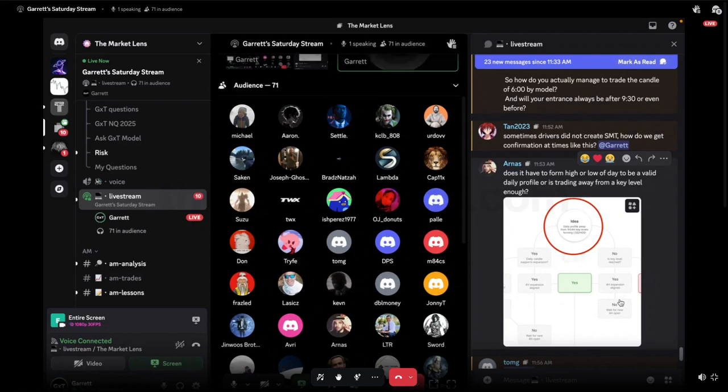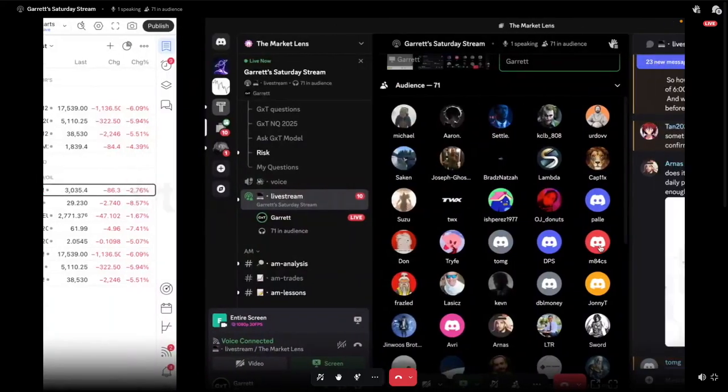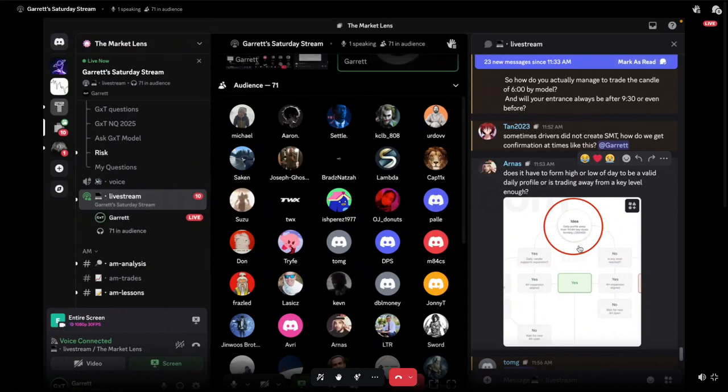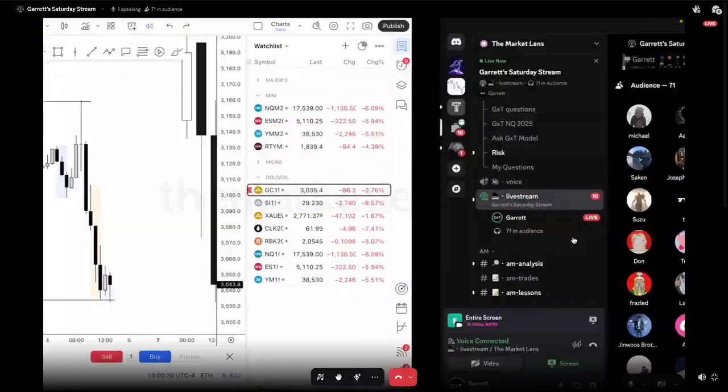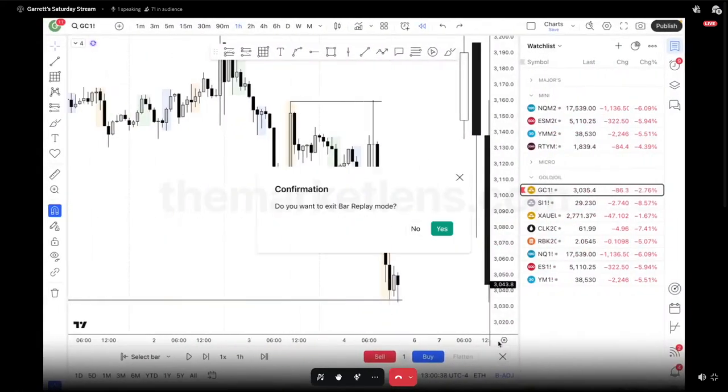Does it have to form a higher low of the day to be a valid daily profile, or is it trading away from a key level enough? So yeah, trading away from a key level is enough. When you're trading away from something, that key level doesn't have to form the higher low of the day. You can just be trading in continuation away from the higher low of the day. So I'm going to show you an example of that.